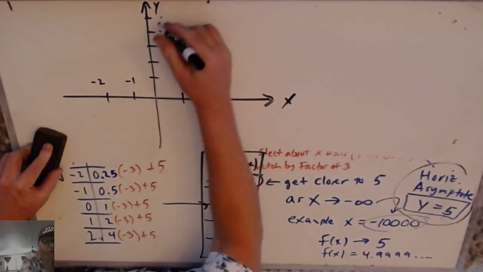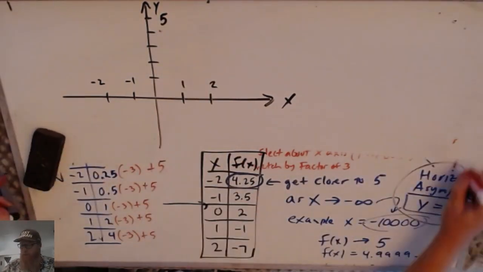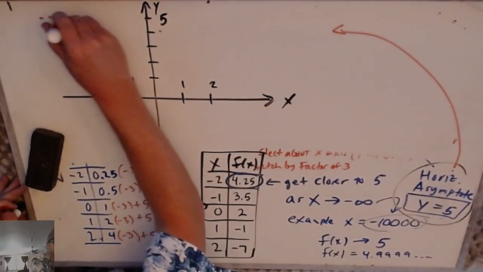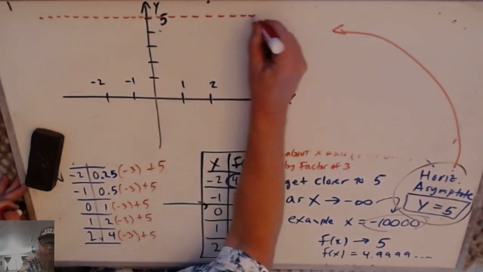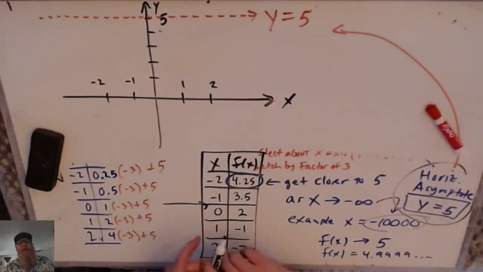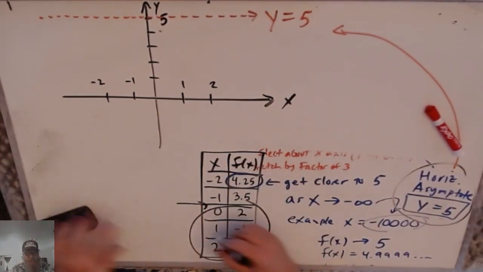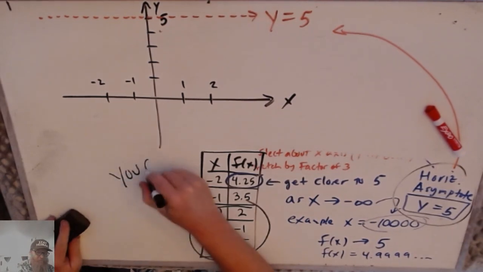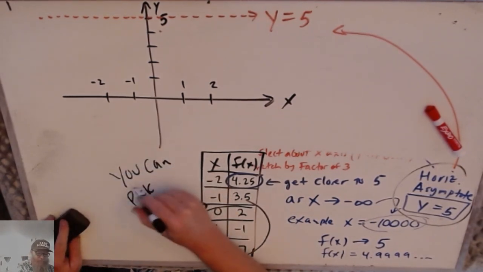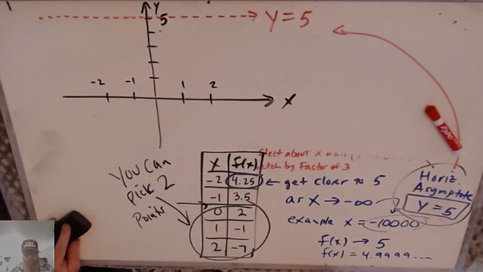So the first thing you want to do is go up to y equals 5 and make the horizontal asymptote through y equals 5. Make sure you plot that first, and then pick any 2 points from this to put onto your graph paper here.